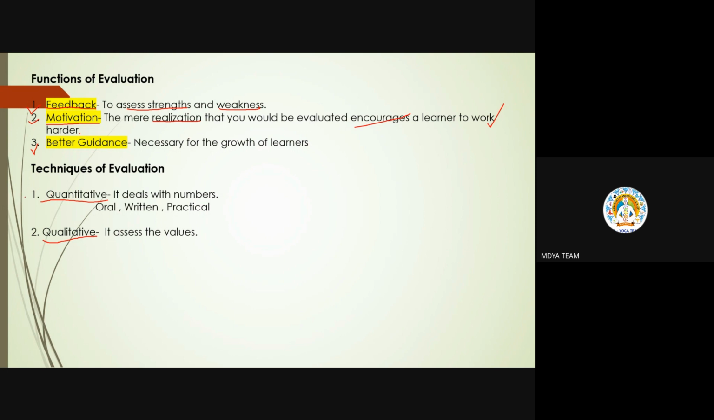Quantitative means it is associated with some numbers, like out of 20 or out of 100, they are giving you some marks. So quantitative is associated with numbers. Like for oral, if you say that your oral will be of 10 marks, and written is of 20 marks, practical is of 10 marks. So quantitative evaluation is associated with numbers, and qualitative assesses the values, like honesty, this type of thing.